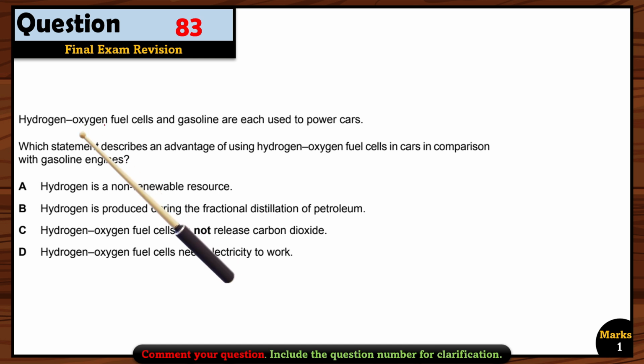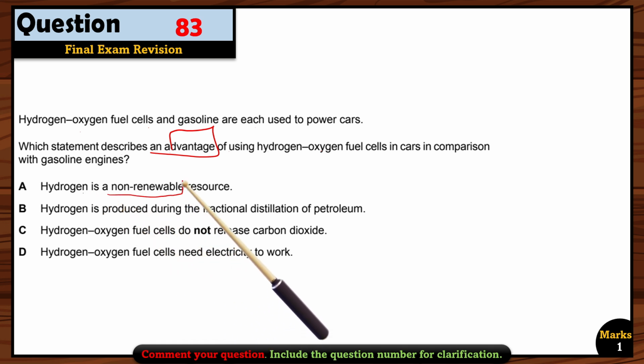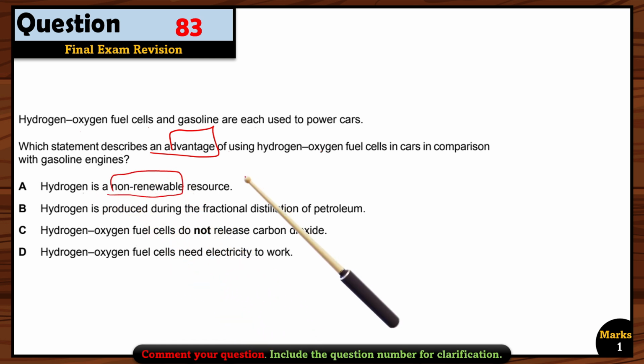83. Hydrogen oxygen fuel cells and gasoline are used to power cars. Which statement describes an advantage of using hydrogen oxygen fuel cells in cars in comparison with a gasoline engine? So you have to tell about the advantage. Hydrogen is a non-renewable resource. That's wrong. It's a renewable resource, and it's also not an advantage. If it were non-renewable, it would not be an advantage.